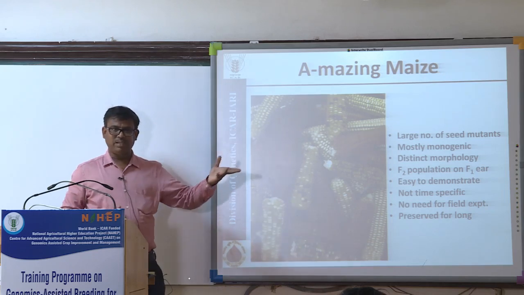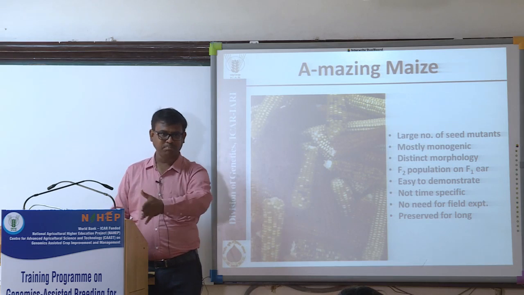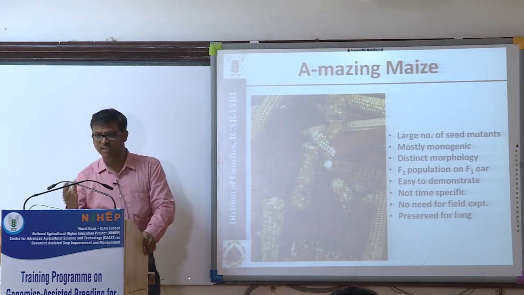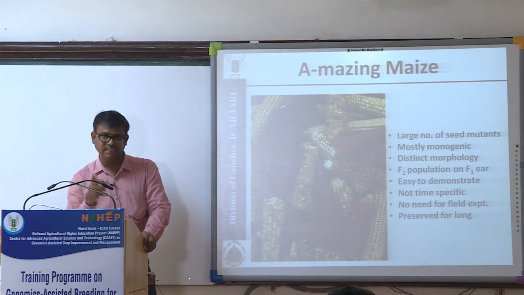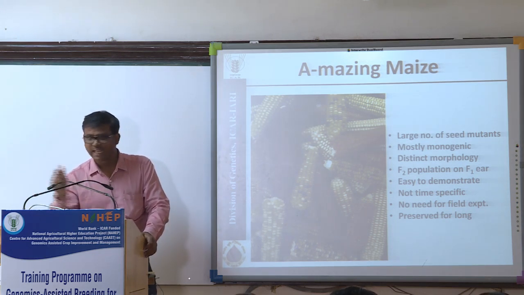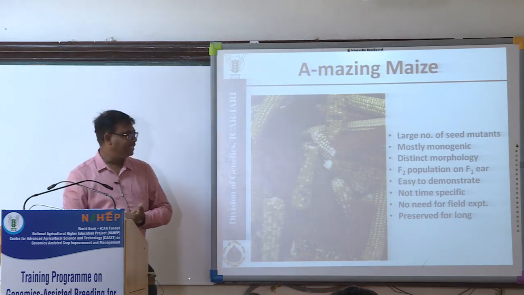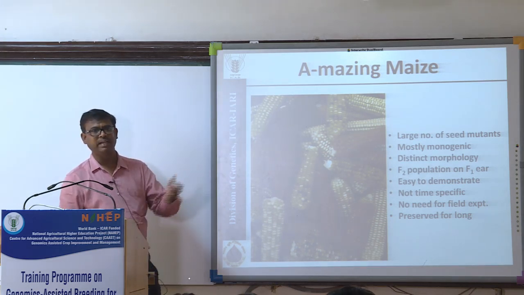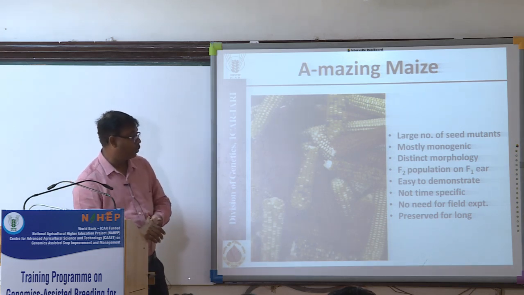So, it is easy to demonstrate. Why? Because if I harvest a cob, I can preserve it in my lab. Anytime you can come, we can demonstrate. Drosophila is also another model organism, but to keep Drosophila to make crosses, it is stage dependent, it is time dependent. If the cross is not ready, it cannot be shown. Here, anytime you open a box having cob, you can demonstrate. Next is no time specificity. That means it is not dependent on time. Anytime it is available, it can be given to you.